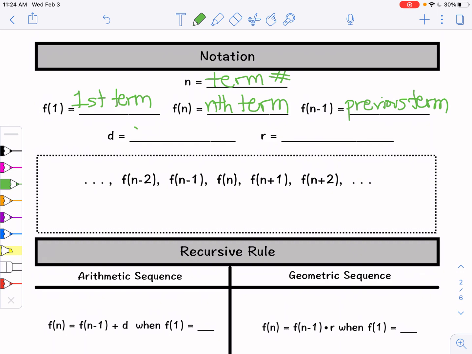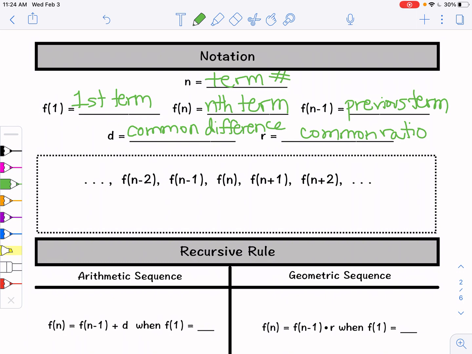d is our common difference, and that's used for arithmetic sequences. And then r is our common ratio for geometric sequences. That's what r represents. And we will get to that in our next video.